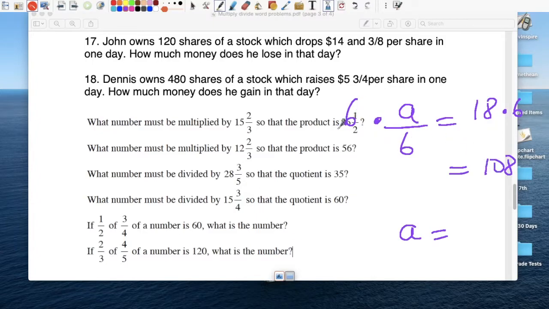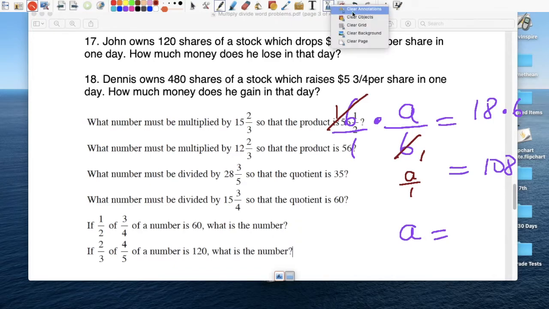On this side, let me put the 6 over 1 for a second, the whole number over 1. So what can I do? I can simplify this 6 with this 6. It becomes 1, and 1 times a is just a, and it becomes a over 1, and a over 1 is just a. So that's why you multiply both sides by whatever the denominator is, to simplify it.